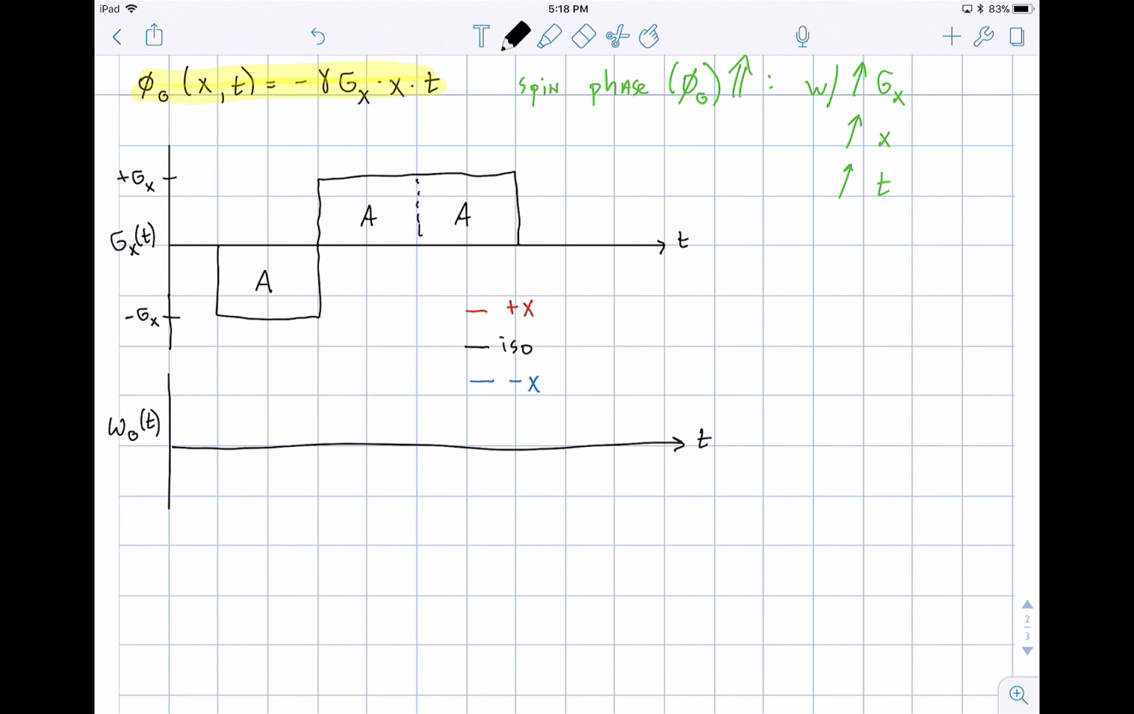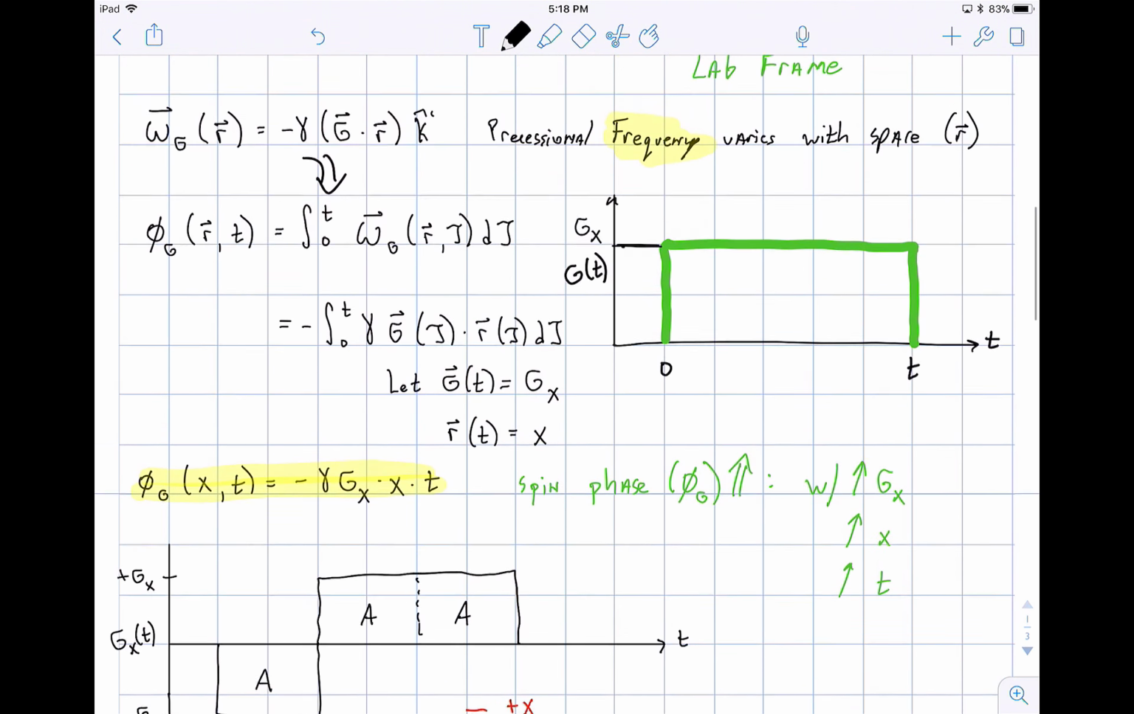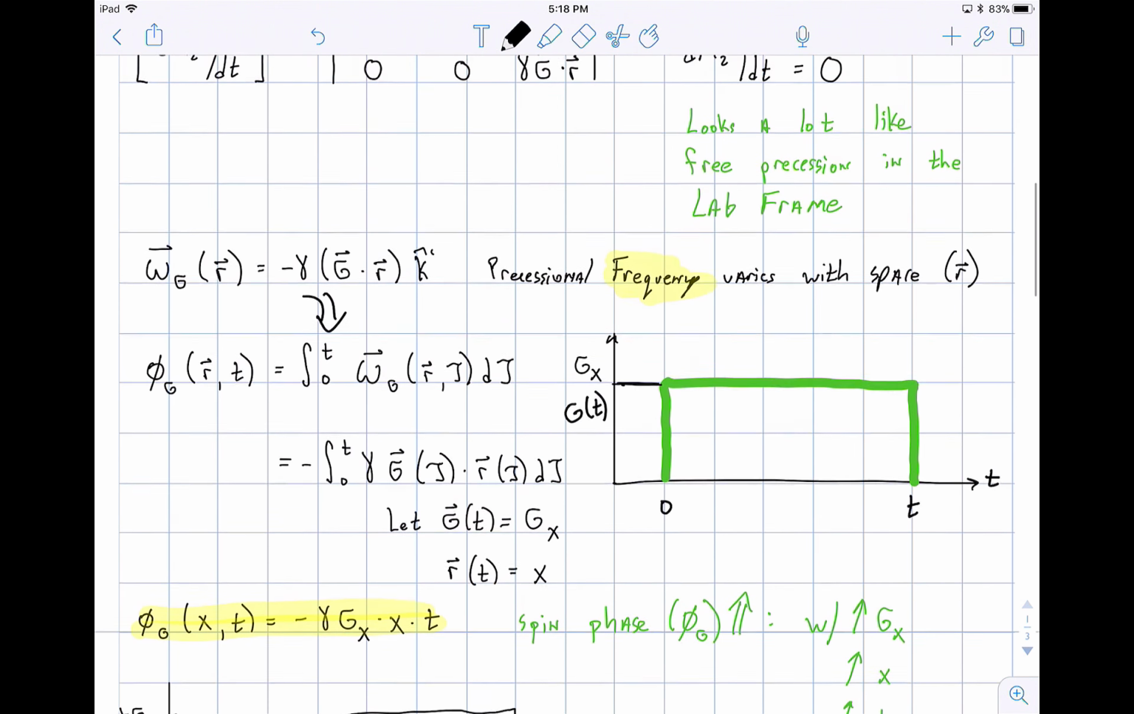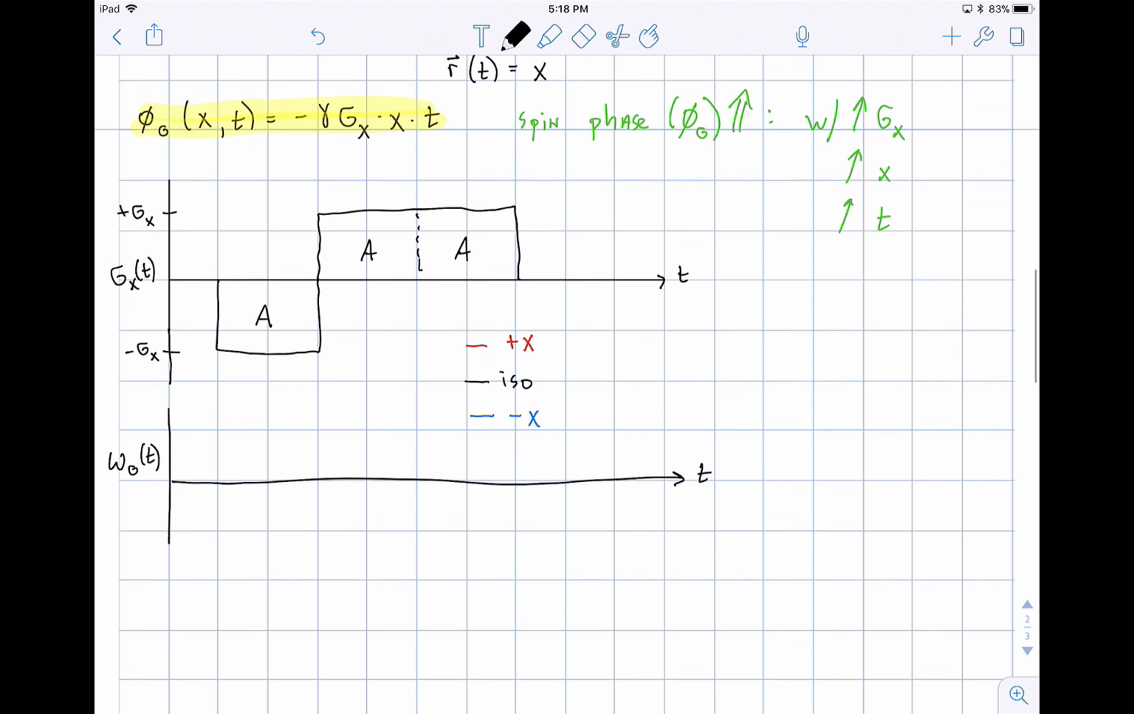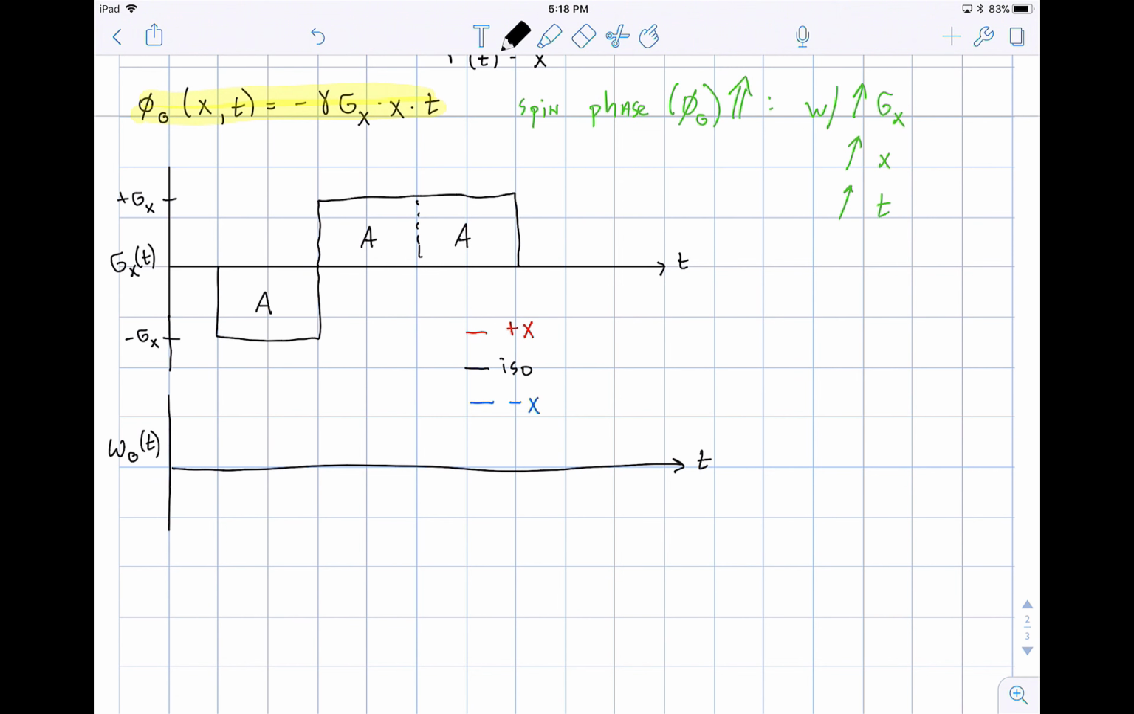And so we had two expressions. We had an expression for the omega as well, right? What is the precessional frequency as a function of spin position. And so if you have a spin that's at isocenter, what's the omega g for a spin at isocenter? It's just 0, right? So it doesn't matter what gradient you turned on or what gradient you turned off. It's just going to have no effective omega g, right?